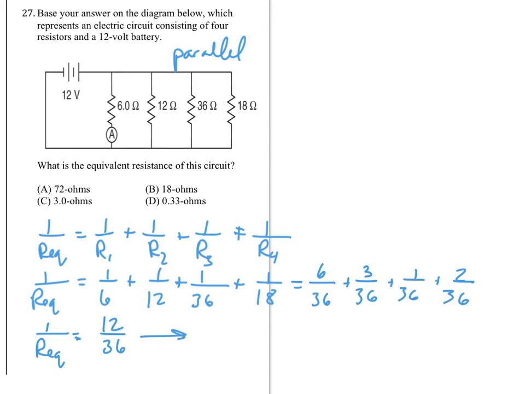But we're not done here. We gotta flip it, which is equal to 3 ohms. See how a parallel circuit reduces the overall resistance? That is our ideal setup for nowadays. Okay? 3 ohms.